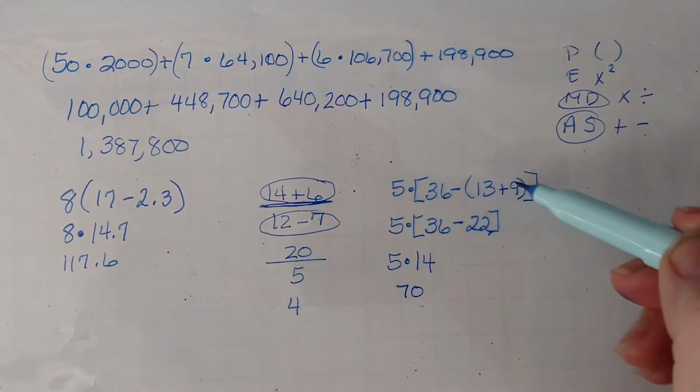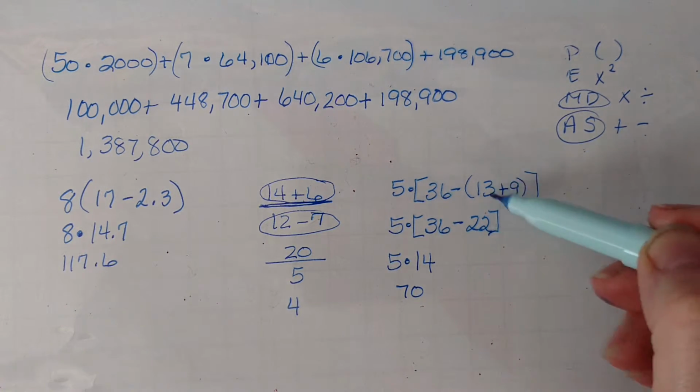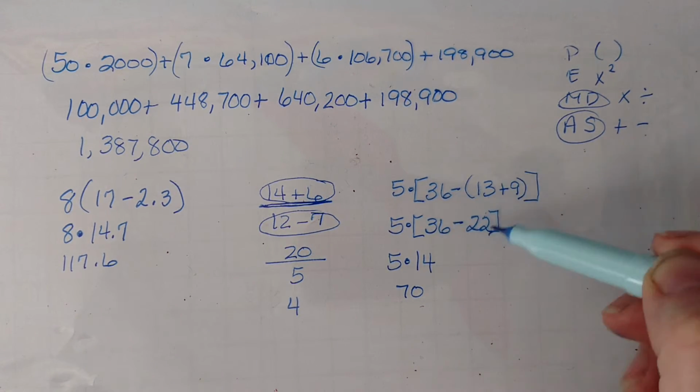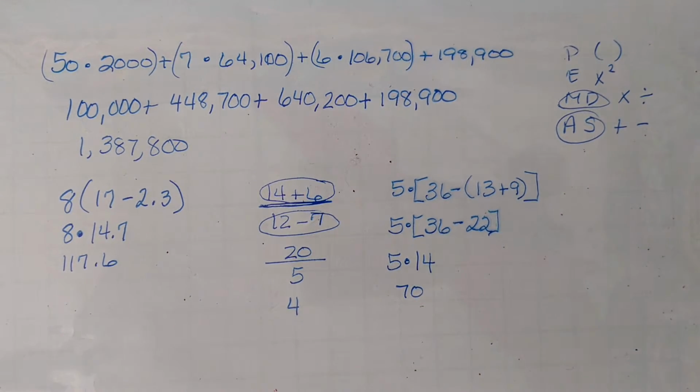The point in doing what is in parentheses is so I can get rid of the parentheses. So once you've done the math inside the parentheses, drop your parentheses. Once you've done the math inside your brackets, drop the brackets. And then that leaves you to just finally simplify with your final operation.